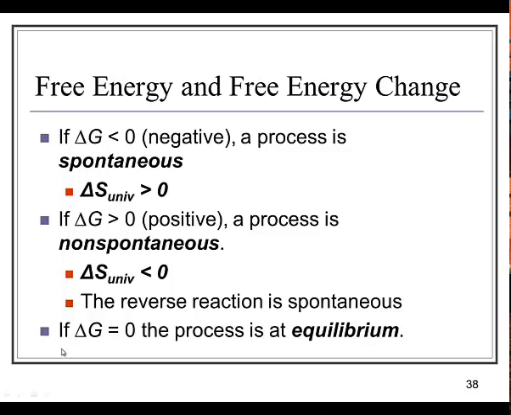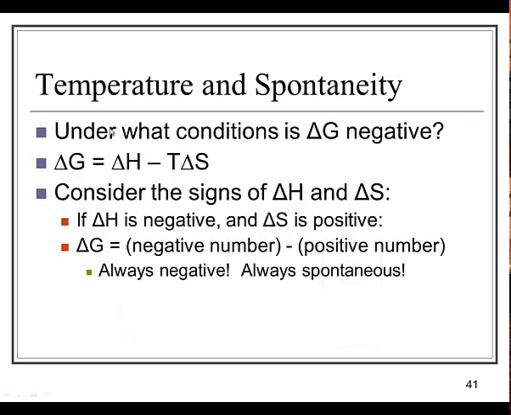Equilibrium. Delta G equals 0 at equilibrium. All right, here we go. So, temperature and spontaneity. You may have already guessed, spontaneity is temperature dependent. After all, temperature is a term in the Gibbs free energy equation. And if temperature is a term in the Gibbs free energy equation, you know that temperature matters in the matter of spontaneity of a given process.